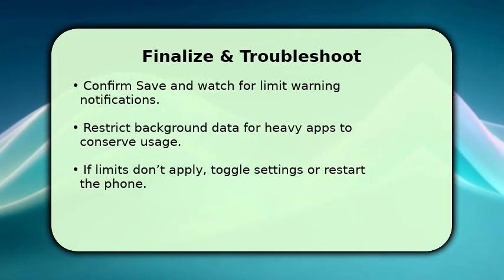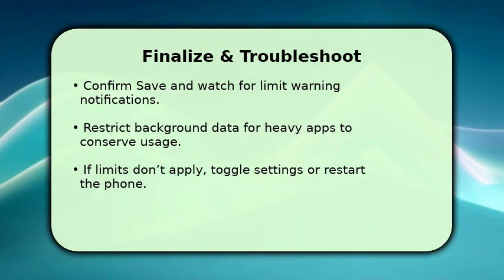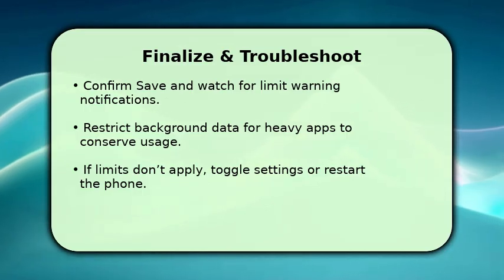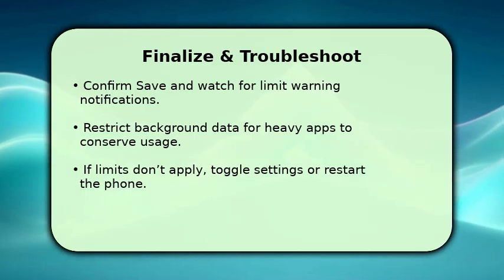If you don't see limits enforced, toggle the set data limit off and on again, or restart the phone to reapply system policies. If problems persist, check for carrier-managed data controls or contact your carrier.